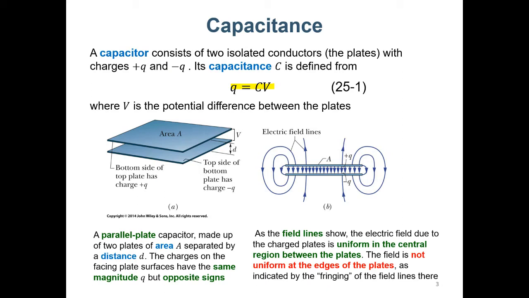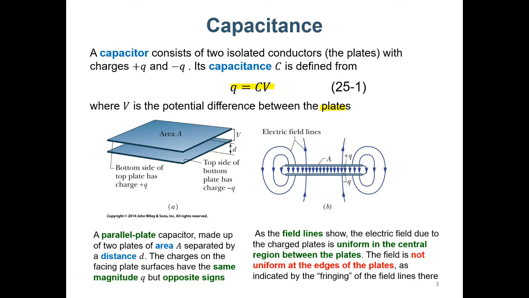So actually, V is the voltage difference between the plates. So this is the voltage difference. And the Q is the charges stored at both plates. One is positive Q and another one is negative Q. So this ratio Q over V is what we call the capacitance. We usually denote it as capital C, which is a capacitance.